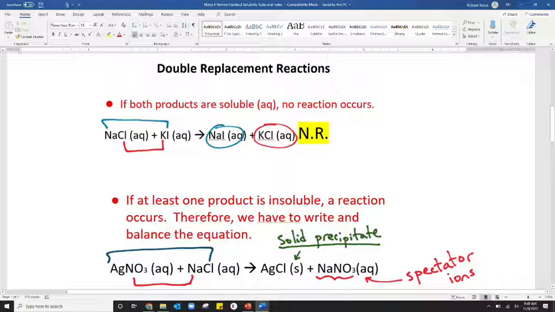The spectator ions remain in solution. So sodium and nitrate, I'm going to put a comma between them, or the word "and" could go between them, because they didn't really bond. They didn't react with each other.